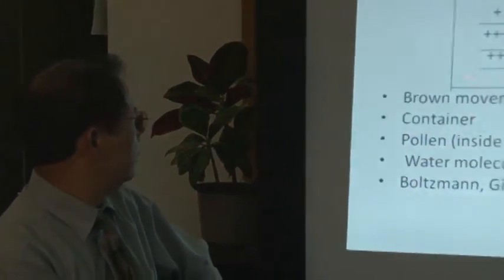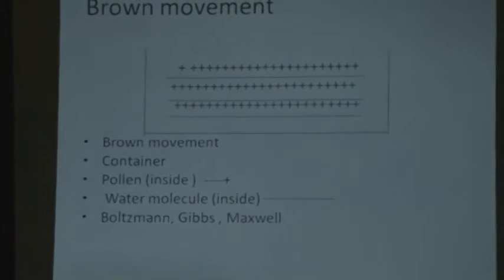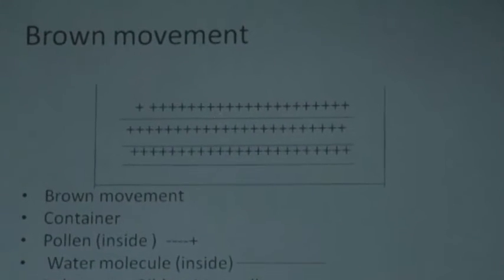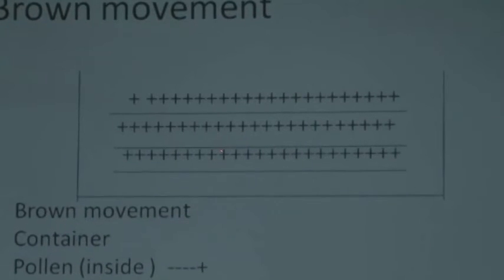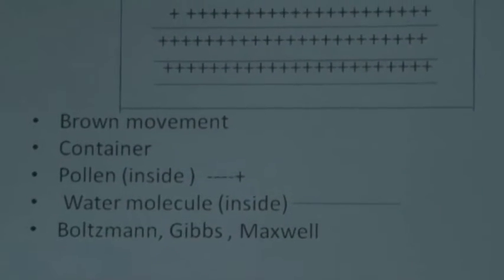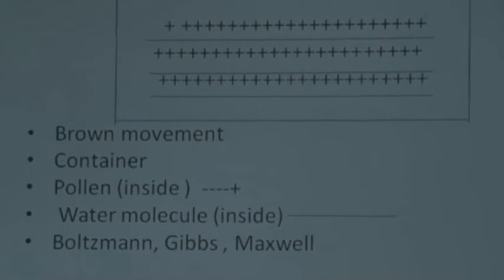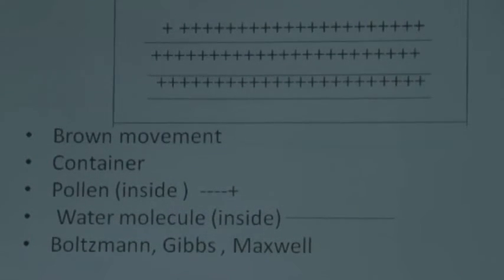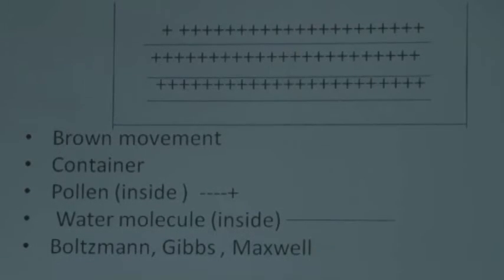Brownian movement is very simple. There is a container, and inside there is water, the blue color, and the pollen. So inside there is pollen and water molecules, which create the so-called Brownian movement. That simple thing is very important for understanding the two systems and their interaction.